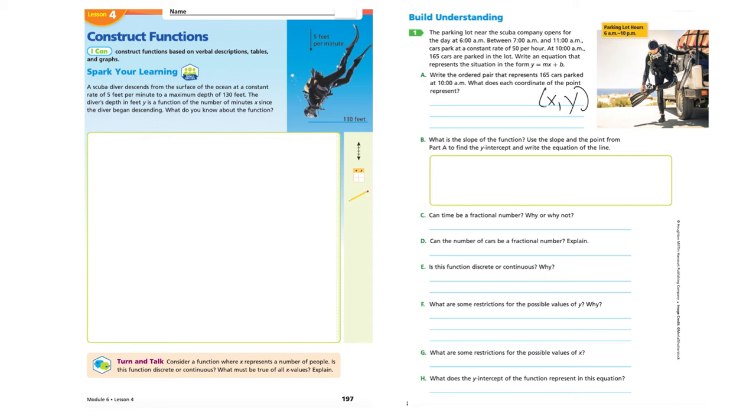And then they ask you, can time be a fractional number? Why or why not? Can the number of cars be a fractional number? Explain that. Is this function discrete or continuous? So will you have points on your graph or a continuous line? And why? F, what are some restrictions for the possible values of y? And then they ask you why. G, what are some restrictions for the possible values of x? What does the y-intercept of the function represent in this equation? So go ahead and pause there. That's a lot of questions, a lot to think about, and then we'll go to the next page.